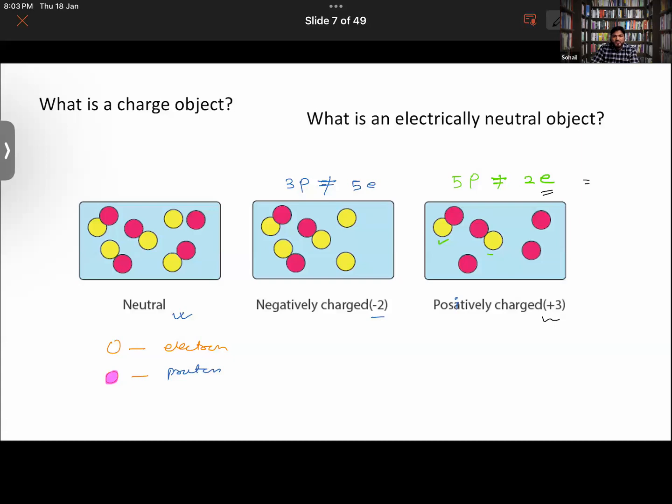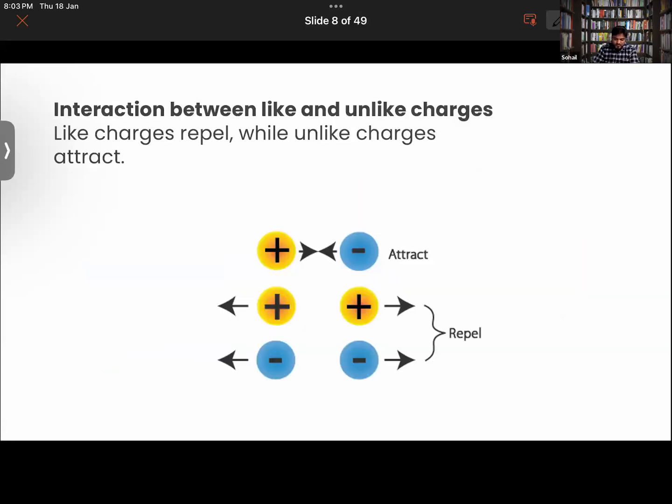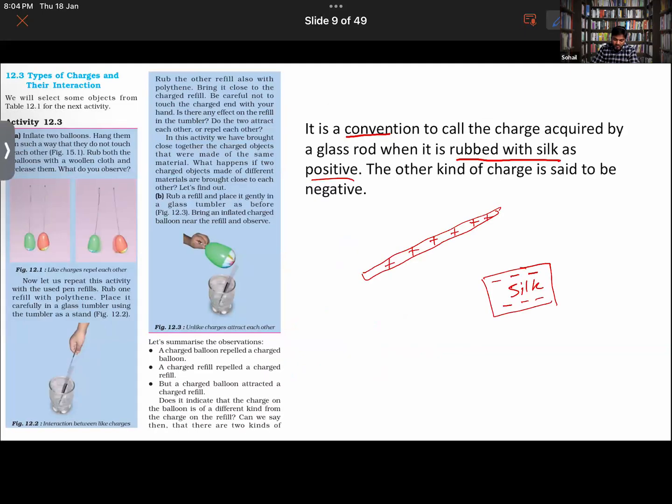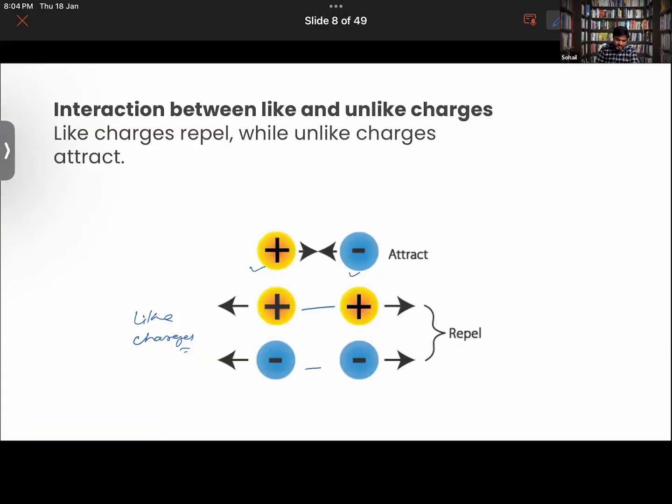Further, let's continue and see how interaction takes place between them. When you have positive and negative charged atoms side by side, they will attract each other. While two positive or two negative charges, since these are like charges, will repel each other. That is another general thing. Further we will come to this activity also. In fact, we did that activity.